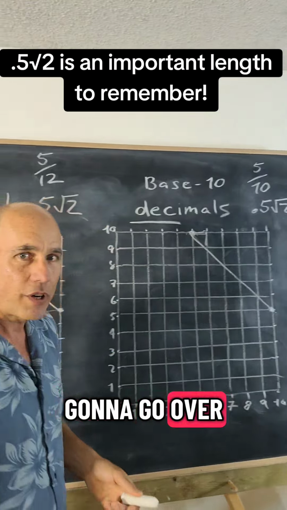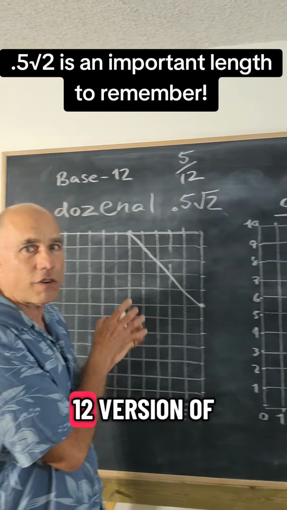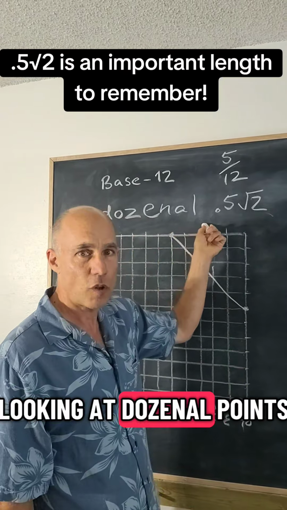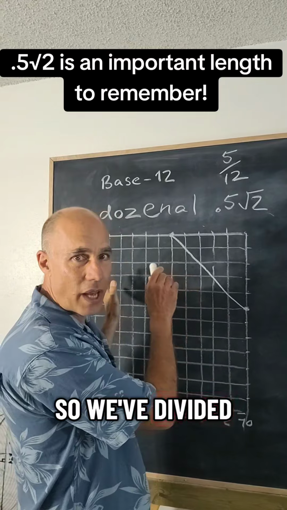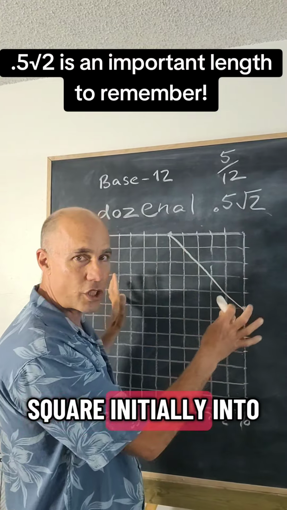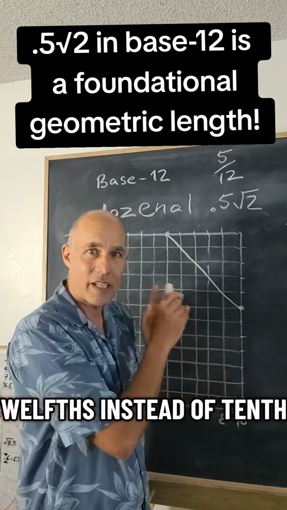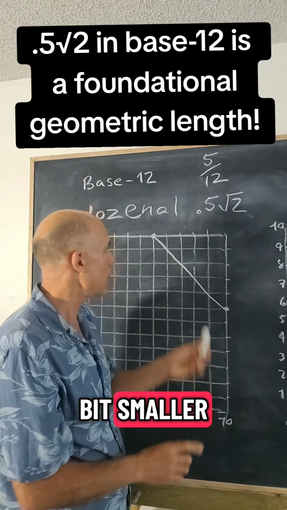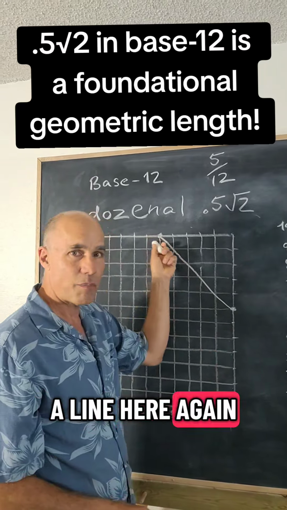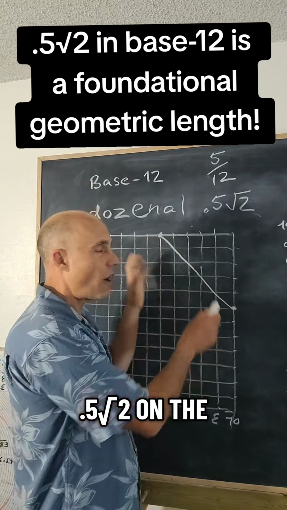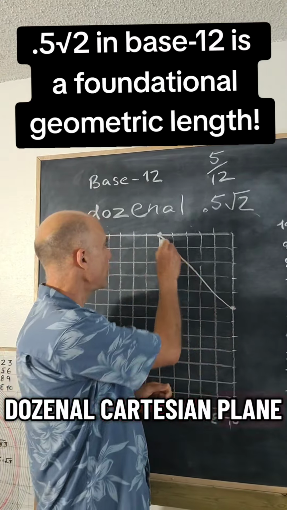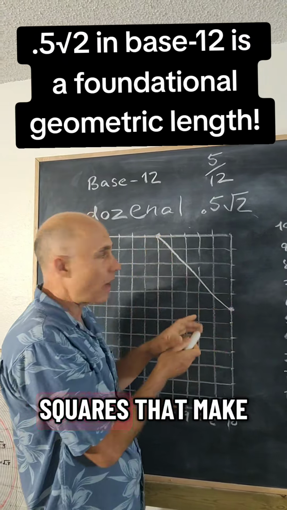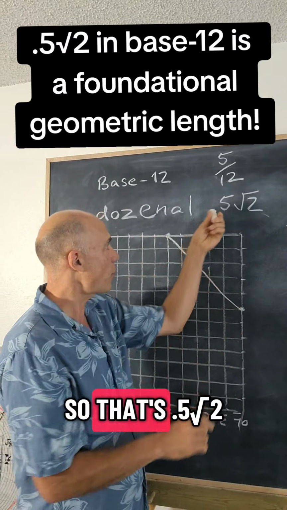Okay, so now we're going to go over here and look at the base 12 version of the Cartesian plane. So now we're looking at Dozenal points. So we've divided that same size square initially into twelfths instead of tenths. So those are different sized units. They're a little bit smaller. So I've drawn a line here again, 0.5 root 2 on the Dozenal Cartesian plane. So again, 1, 2, 3, 4, 5 little squares that make up that line. So that's 0.5 root 2.